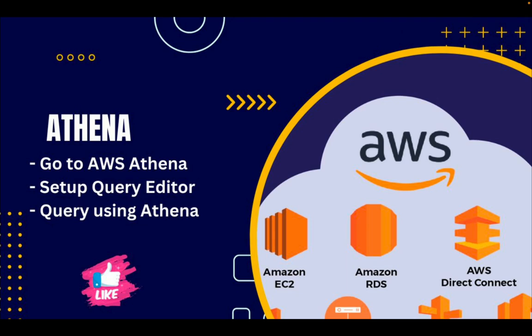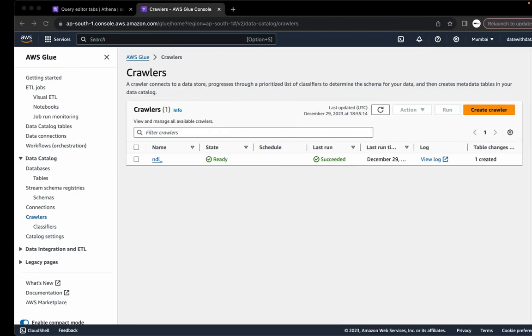AWS Athena is an interactive query service that makes it easy to analyze data directly from S3 bucket using normal SQL-like query. So since our database and tables are already created using AWS Glue, now we can make use of Athena to write a simple query on top of the database that we have created. So now let's move ahead to AWS Athena.